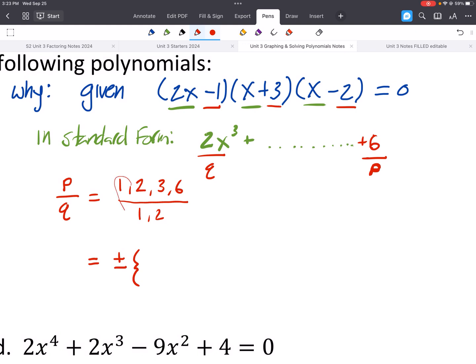So we could do 1 over 1, 2 over 1, 3 over 1, and 6 over 1. But that is just 1, 2, 3, and 6. So those are the possible whole numbers that could give us zeros. These could be the possible integer roots. And then we're also going to check out the denominator when it's 2. So we'd have 1/2. Maybe I'll write that first. So we'd have 1/2.